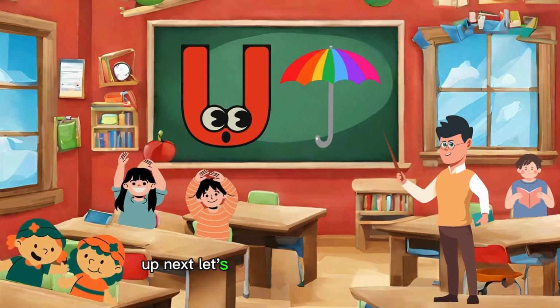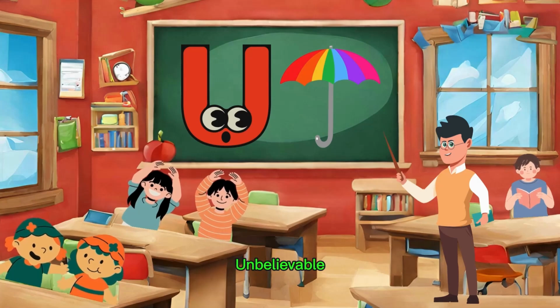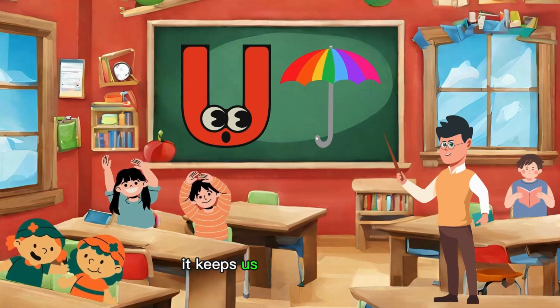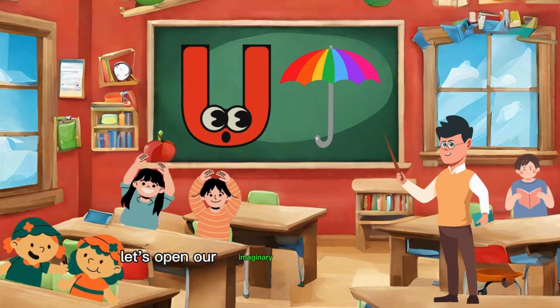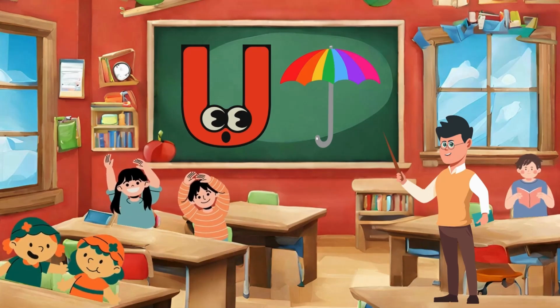Up next, let's unravel the mystery of U. Any guesses, my clever students? Unbelievable. U is for umbrella. It keeps us dry when it rains. Let's open our imaginary umbrellas and say it together. U is for umbrella.